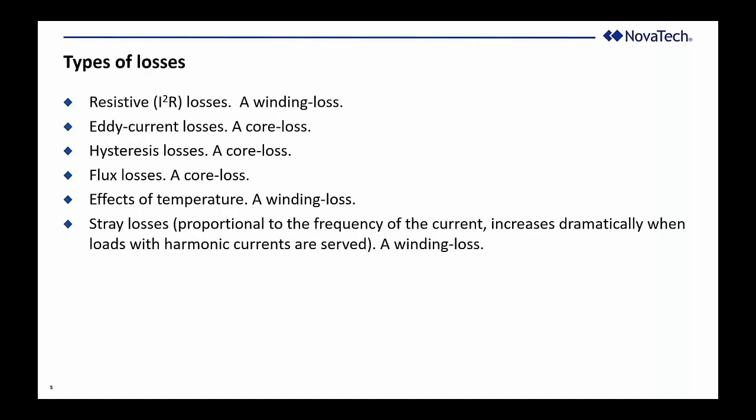So, types of losses. There are a number of losses that make up transformer losses, as a general category. Certainly there are I²R losses that are dependent on the windings, eddy currents, which are core losses, hysteresis, and flux losses, which are all characteristic of the core. Temperature usually plays a role in the winding losses, and stray losses, which are also a factor of the windings.